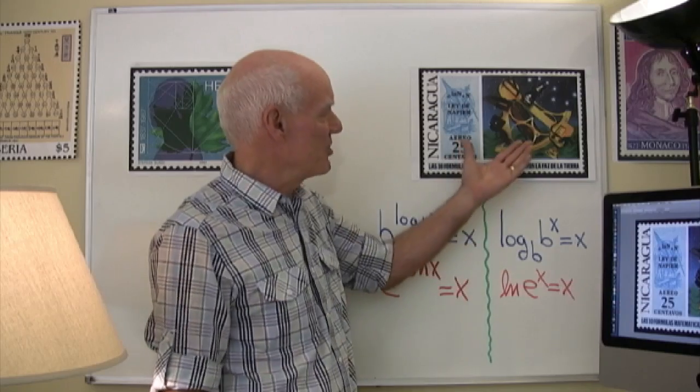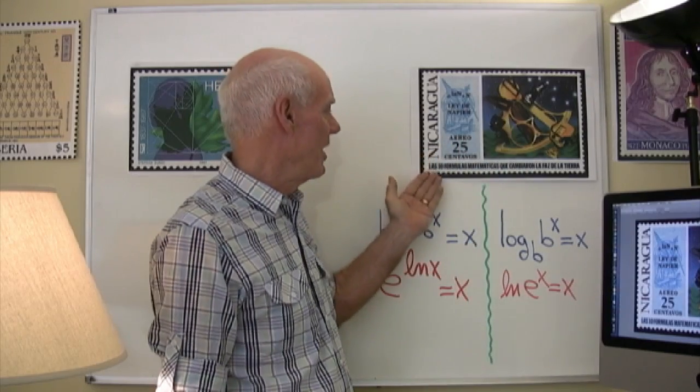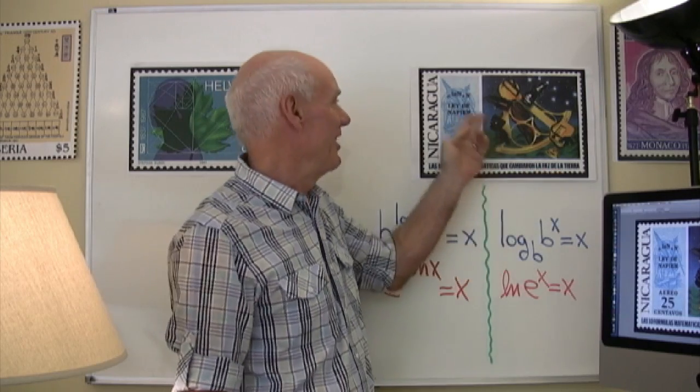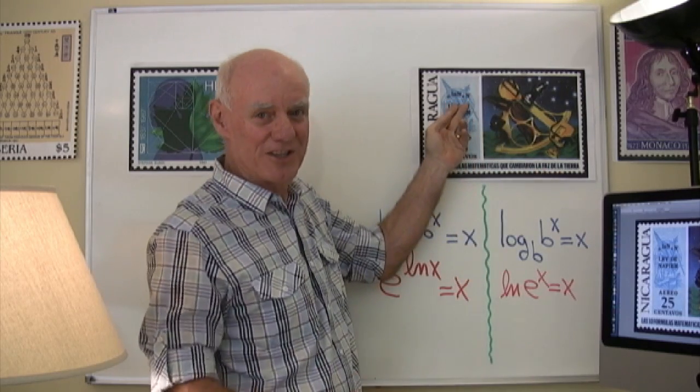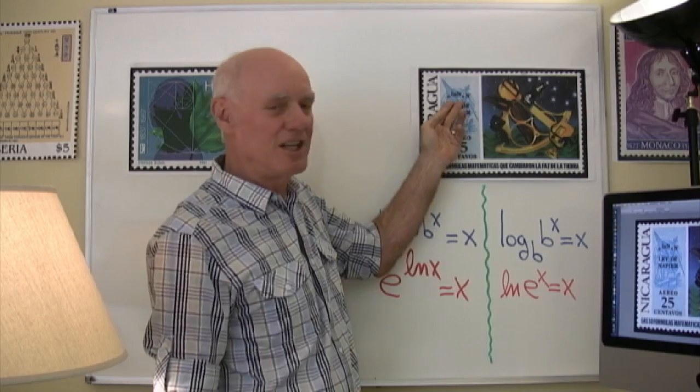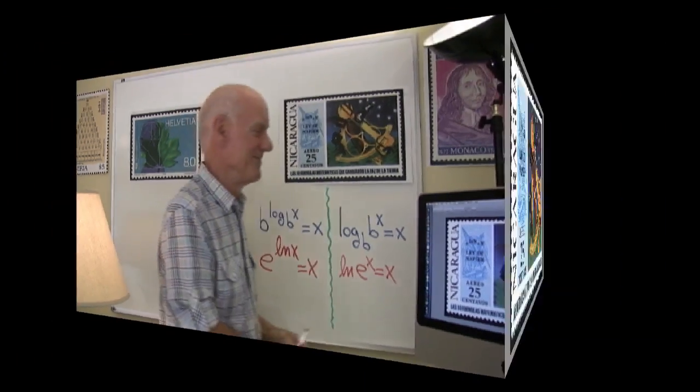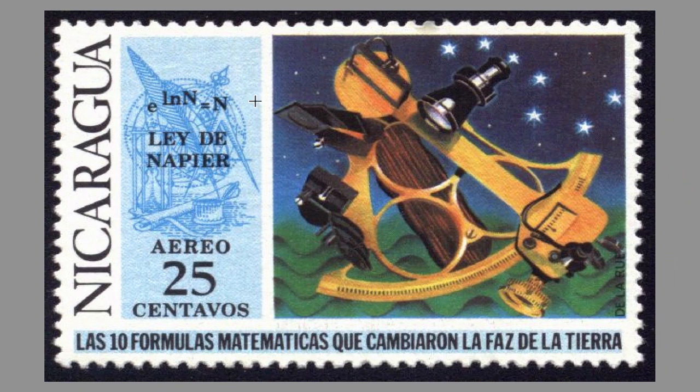Well, look, here's a postage stamp from Nicaragua about the 10 formulas in mathematics that changed the world. And right here, I'm going to go in close up on this in a minute so you can see it, is e to the natural log n is equal to n. Let's take a look. So here's my postage stamp, and you can see right here is that identity written a little differently. We write it with x, they wrote it with n, but look, it's right on a postage stamp. e to the natural log n is equal to n.